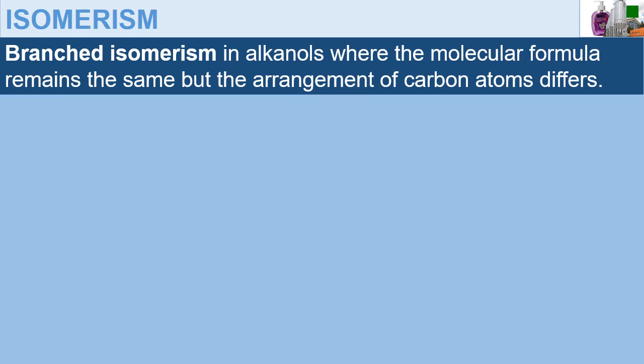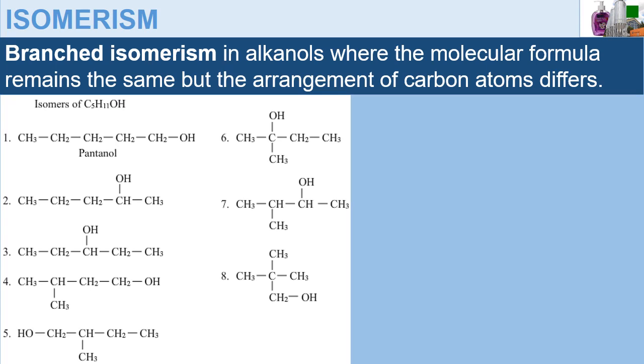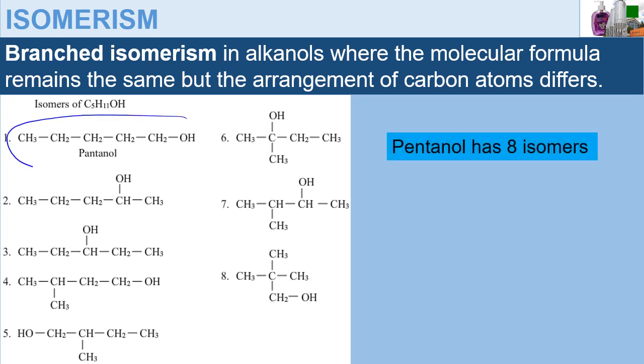Branched isomerism in alkanols is where the molecular formula remains the same, but the arrangement of carbon atoms differs. For example, the isomers of pentanol. We have several of them. We could have this first one. Let us focus on this one. The functional group, which is the OH group, is attached to the first carbon atom. Therefore, it is pentanol or pentan-1-ol.